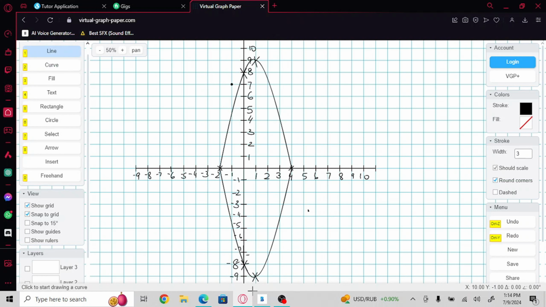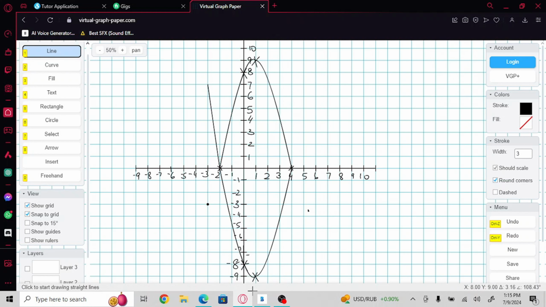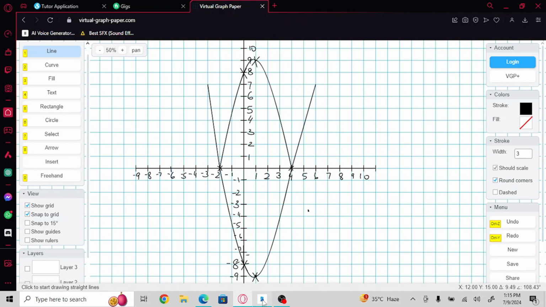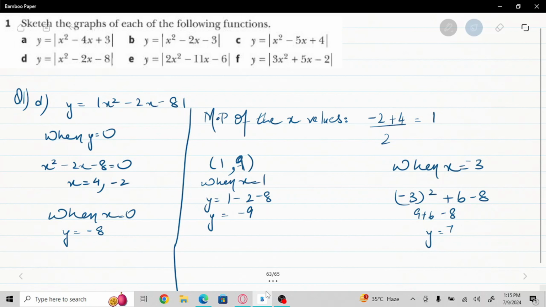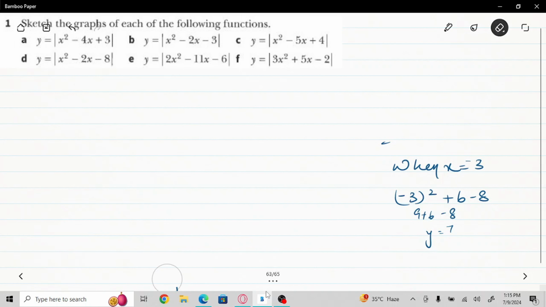It's going to make a line up. Negative 3 and 7, something like this. Yes, I'm good. So that's it. In fact, I'm going to do the same for here, one box. And that's it. So this is the graph for question number 1, part D. Okay, now proceeding on to part E.